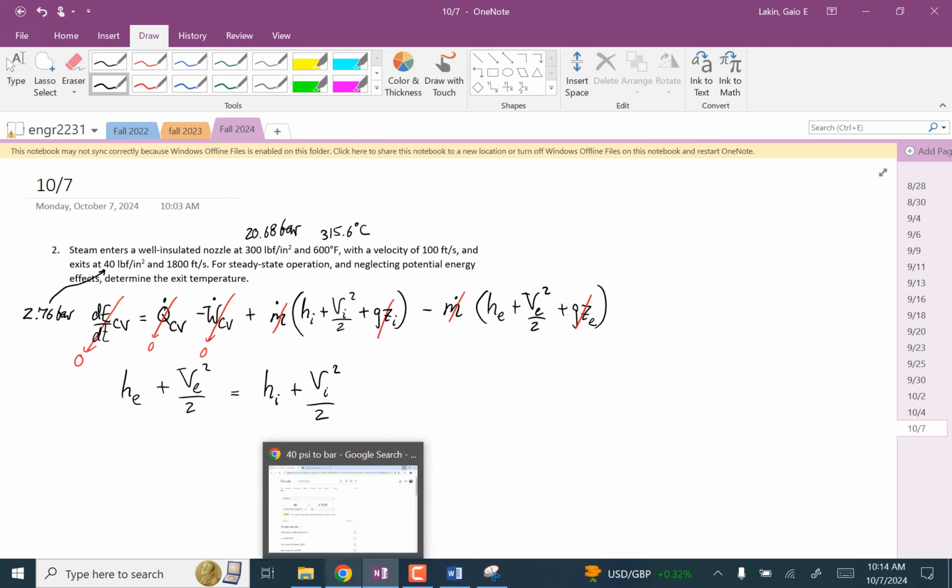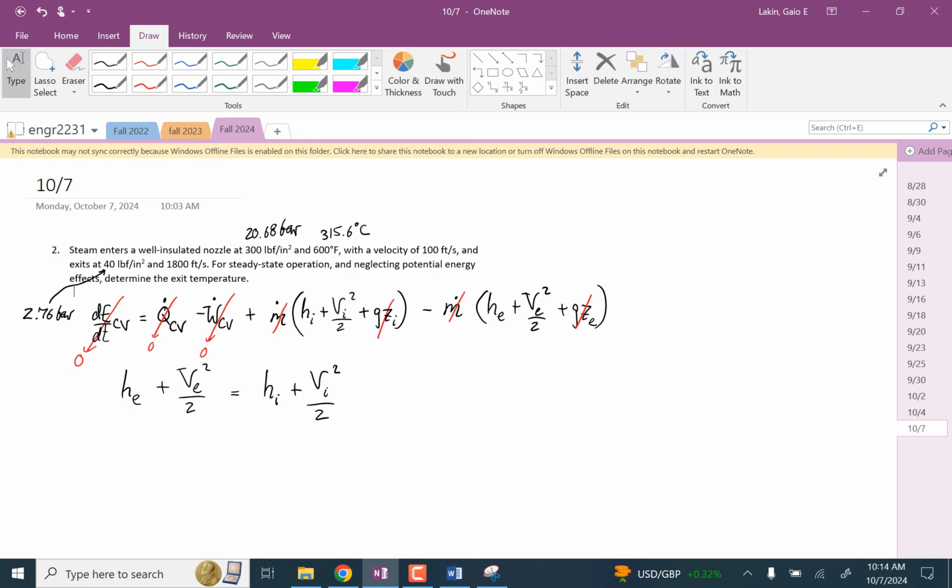And do you need velocity in meters per second? Yes. So what's 100 feet per second? 30.48 is what I got. 30.48, hopefully. 1800 is 548.64. Okay.